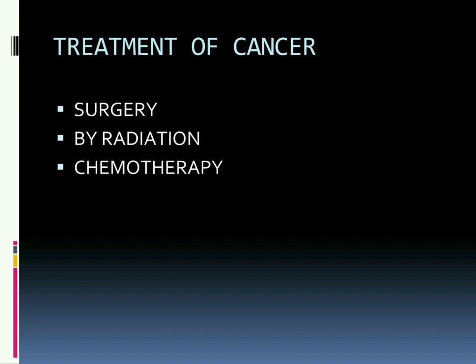Second one, radiation. In this method, malignant tumors are exposed to radiation like X-ray, radium, gamma rays, etc. to kill the cancerous cells. Third one, chemotherapy. Treatment of cancer by drugs is known as chemotherapy. In spite of tremendous research during the past two decades, the chemotherapy of malignant disease still remains unfruitful as compared to the chemotherapy of other microbial infections.